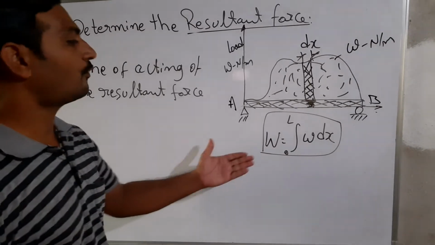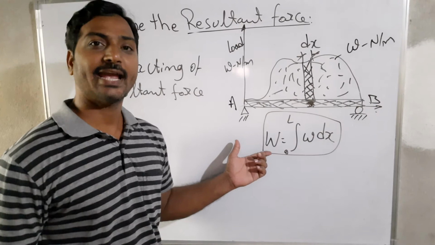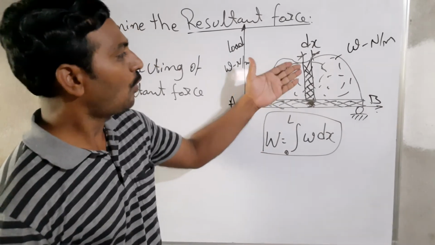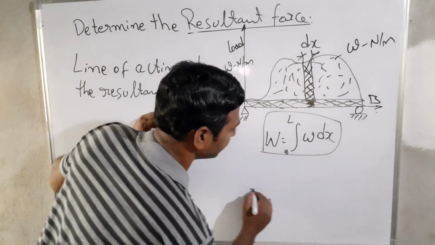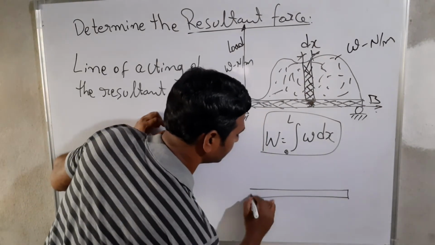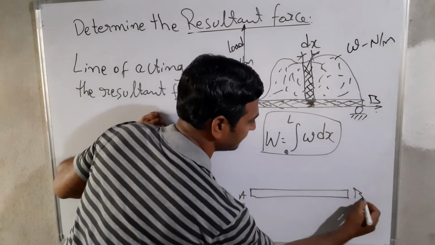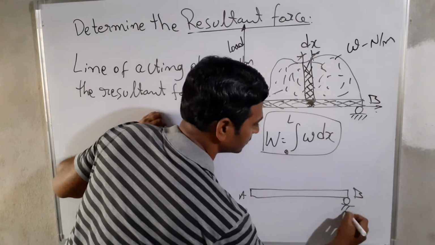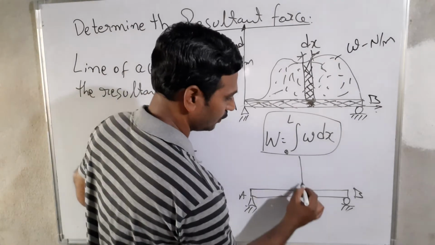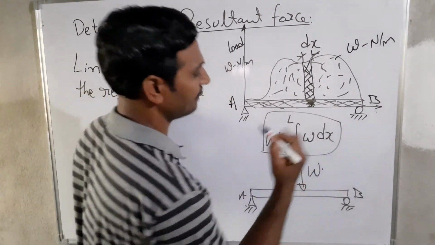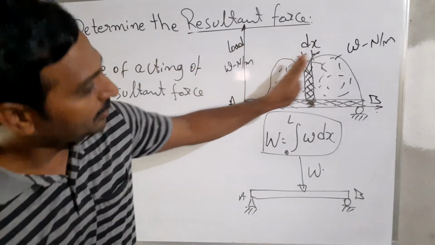So we have found out the resultant force acting on the beam. Then how are we going to simplify this member? I am going to take the same beam. This is A, this is B, and here are the roller and the triangle edge support. And somewhere the total load is going to be acting on this member. Can you see the total uniformly distributed load?